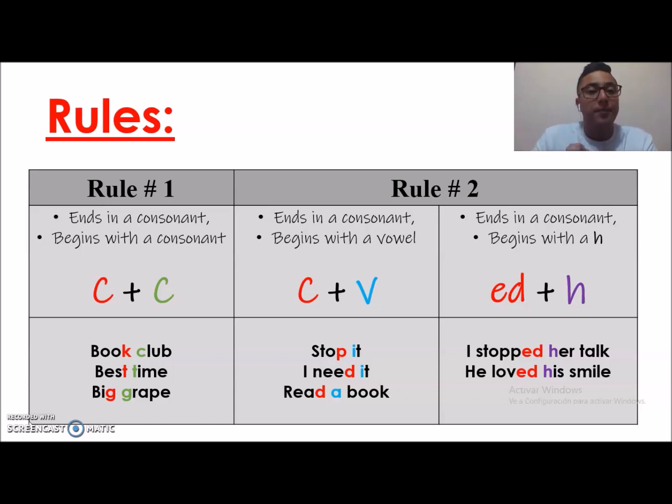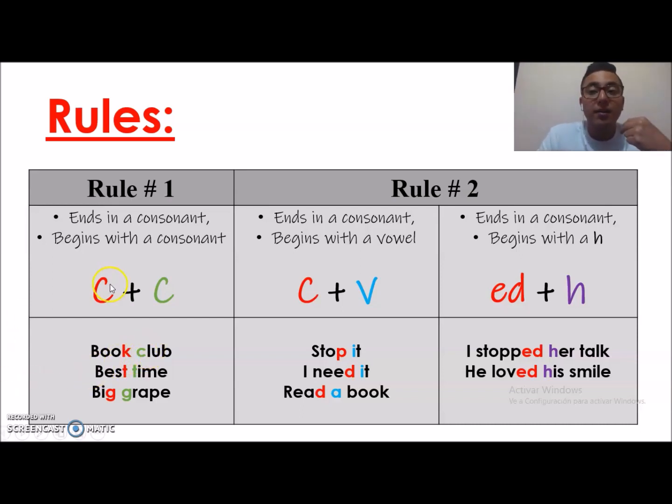So rule number one, it says that it ends in a consonant and begins with a consonant. It means that every time that you see two different words and the first word ends in a consonant and the second one begins with a consonant, what you're going to do is that you're going to put the same pronunciation together. It means consonant plus consonant. I have some examples in here, and you can see that the red one is the first consonant, which is the one that ends, and the green one is the one that starts or begins.